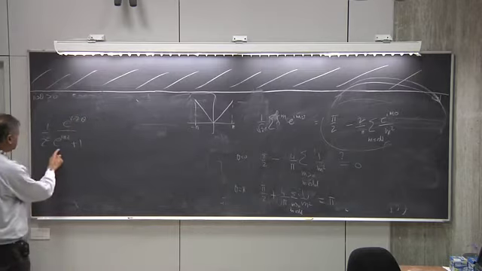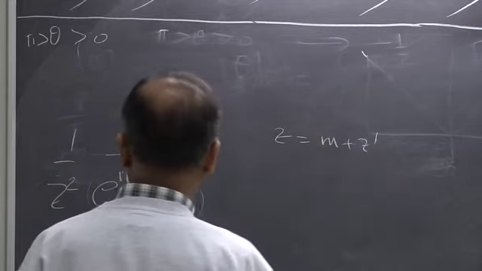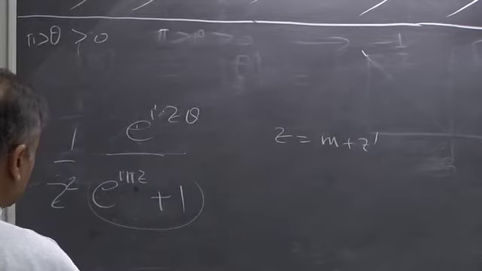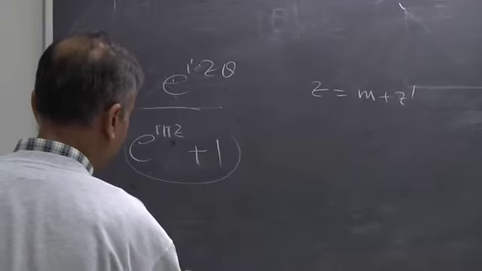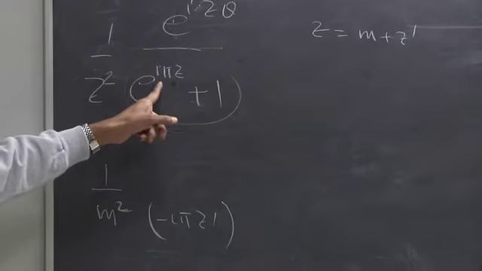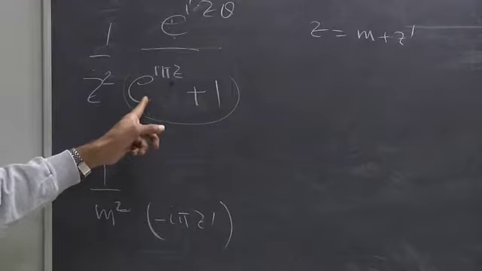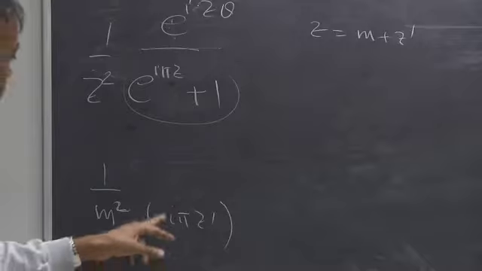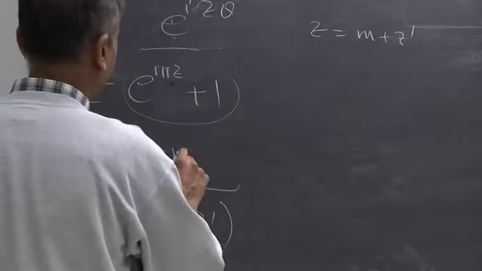Yeah? So at z equal to m, you write z equal to m plus z prime. Then you get 1 over m square from here. And then this guy is minus I pi z prime, correct? Minus I pi, because there's e to the power of I pi m, but m is odd, so it's minus 1. It's only m odd that has a pole, otherwise it has no pole. So there's an extra minus 1 in that expression. And then from here you get e to the I m theta.